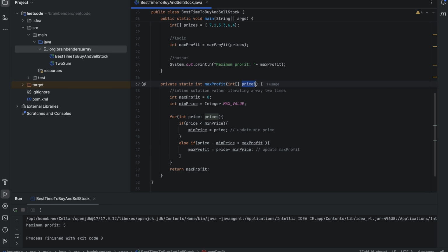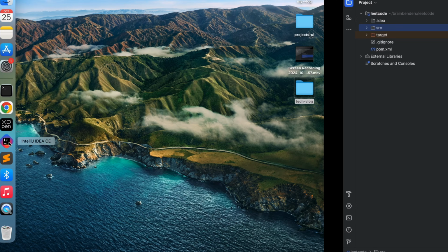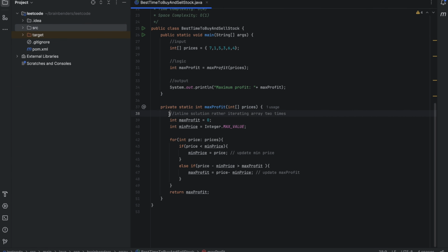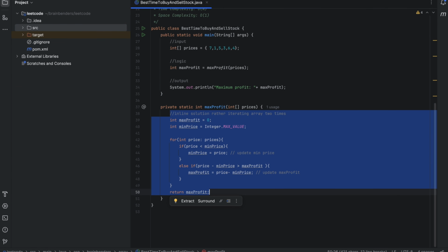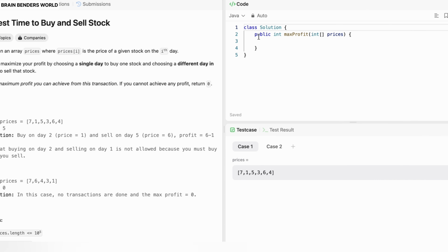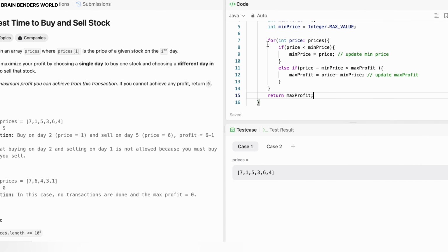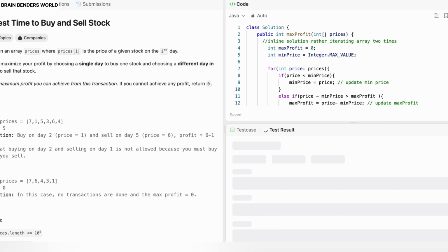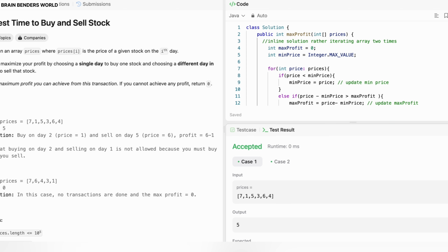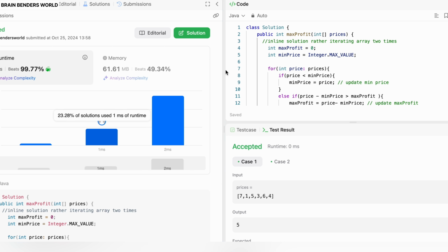I just copy this solution and paste it here. I see I have no extra data structure, so let's run it. Yeah, it is accepted. Submit. So yeah, this is all good.